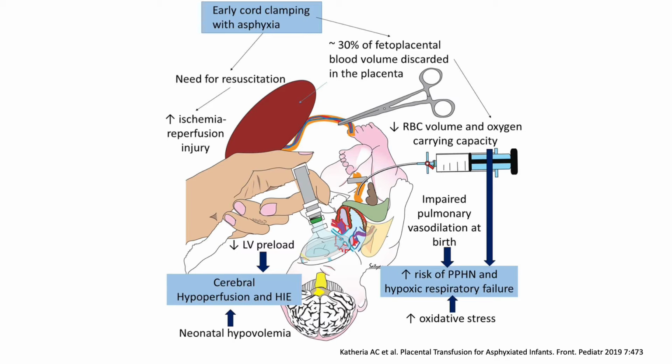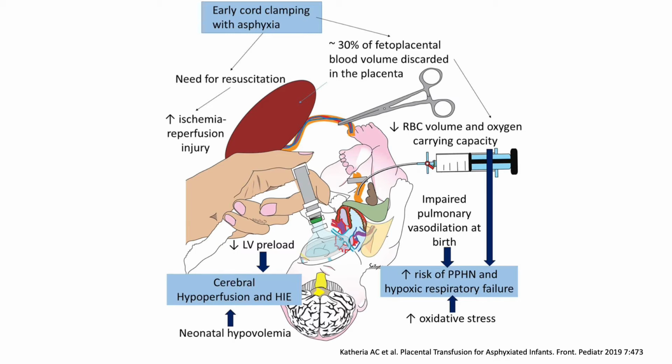The problem with clamping the cord early is that 30% of the fetoplacental blood volume is then discarded in the placenta. This means that there is decreased blood supply and decreased perfusion to the brain. If the neonate has any reason to have lost blood for any other reason, so if there's pre-existing neonatal hypovolemia, this can further decrease the left ventricular load. All of these risk factors lead to decreased perfusion to the brain, cerebral hyperperfusion, and hypoxic ischemic encephalopathy.